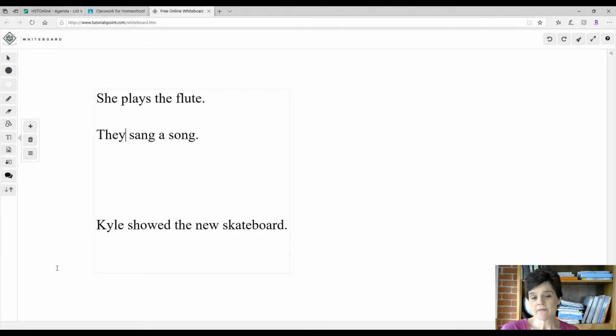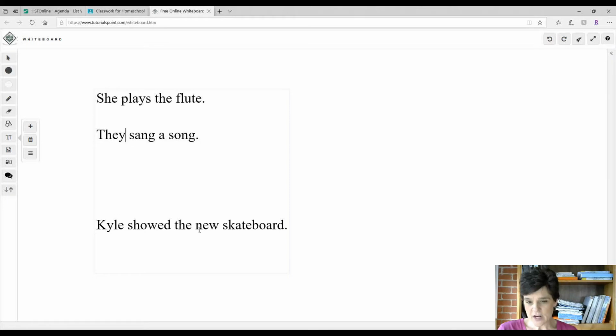Now let's look at our other sentence we have here. Kyle showed the new skateboard. Okay, so on this one, what is the subject? Kyle. What's the verb? Showed. Now, what did Kyle show? He showed skateboard. Do you remember what this is called? It's called the direct object. The direct object is a noun that comes after the action verb and tells what. Okay, so what did he show? Skateboard. This is a direct object.